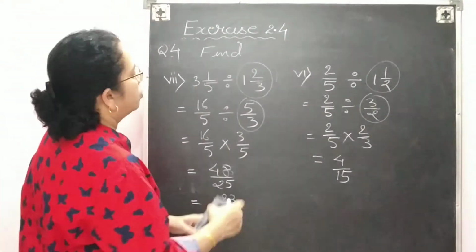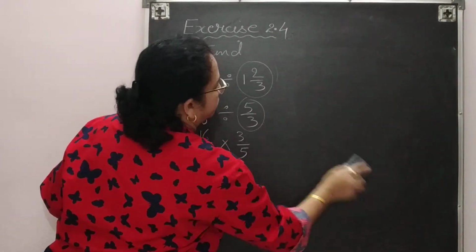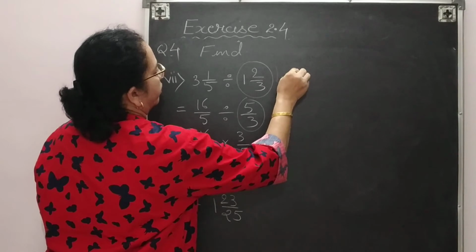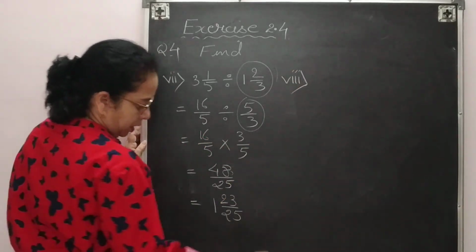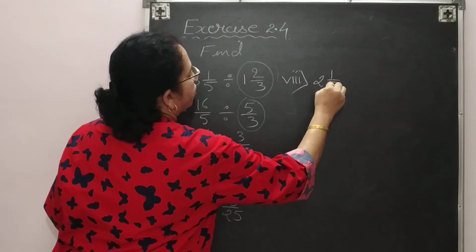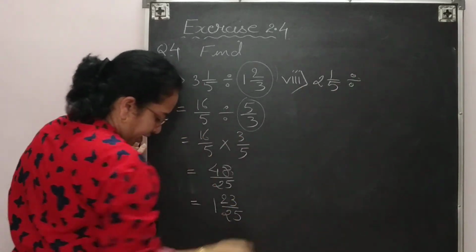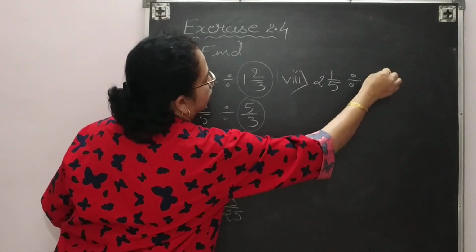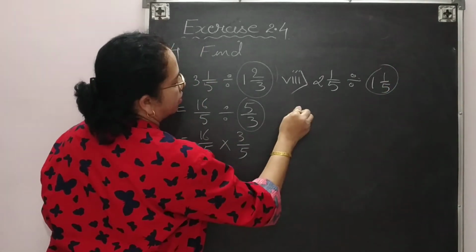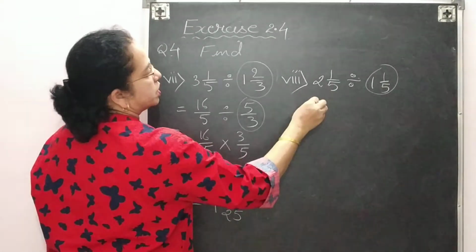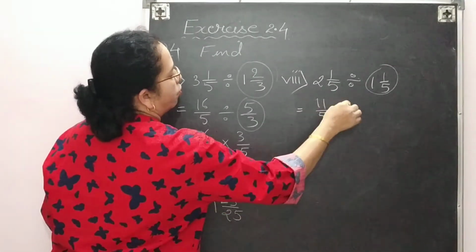Let me solve one more sum. Eighth sum, that is 2 is to 1 by 5 divided by 1 is to 1 by 5. So we need to take the reciprocal of that number. First thing we will convert into an improper fraction. 5 2s are 10 plus 1, 11 upon 5.